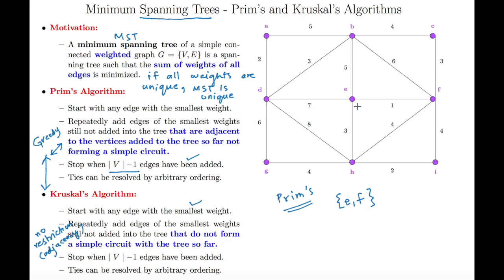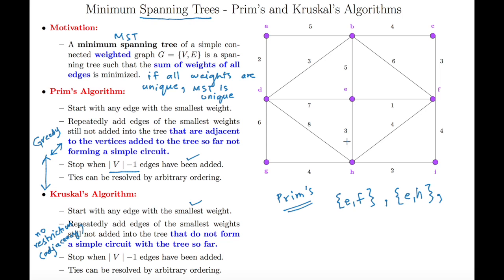And then for EF, we have options of adjacent edges, these are all incident edges. So how many choices do we have? We have CF and EH, because this has weight 3 and this has weight 3. All of the others have weight more than 3. So we can choose maybe EH. Okay, so then we have EH.